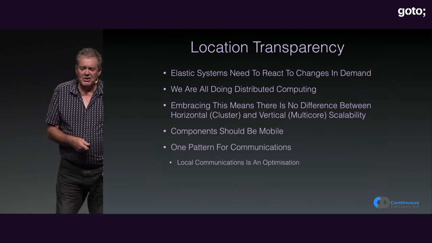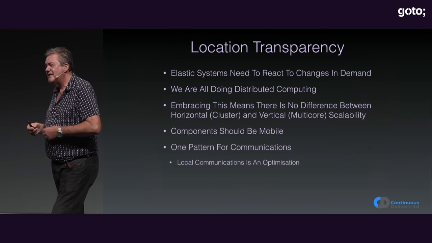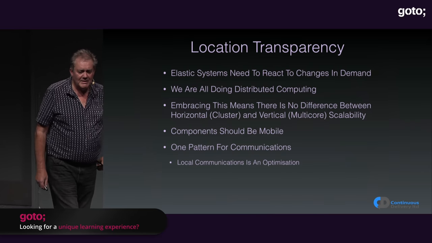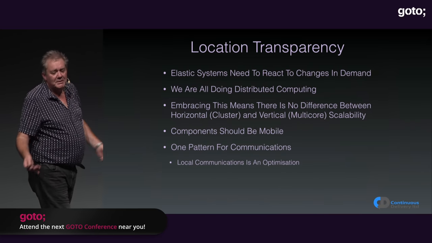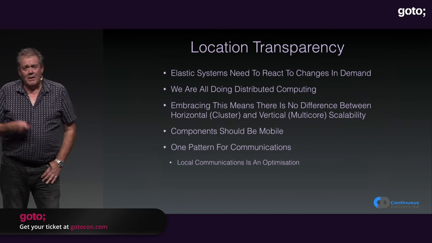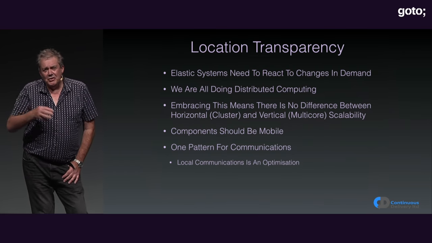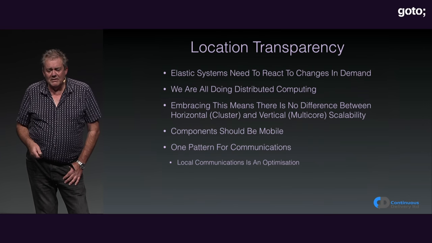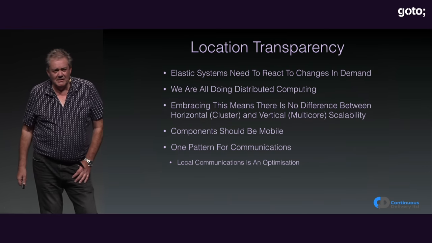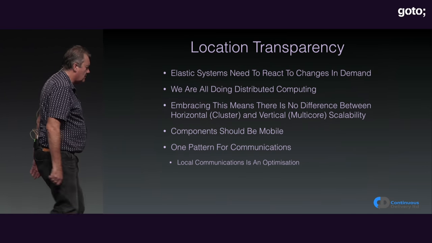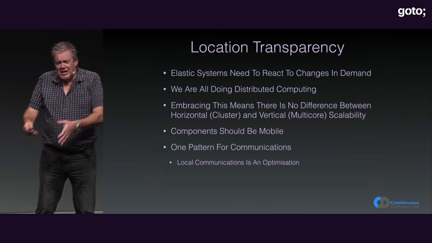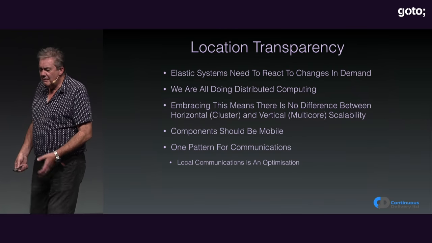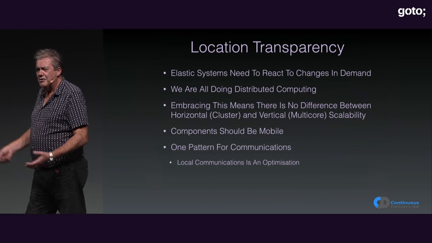Elastic systems need to react to changes on demand. And that means that when we send a message, we don't necessarily know who we're sending it to or the location of where we're sending it to. And we're all doing this in distributed computing all of the time. And the idea is to embrace this. As soon as we are in the distributed computing world, we're into the realms of things like eventual consistency and CAP theorem and all of those sorts of problems. And it's a genuinely hard problem. This is genuinely world-class hard. There are no simple solutions, and it's all about trade-offs.